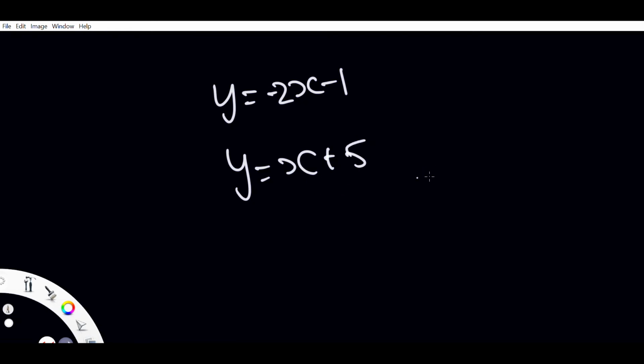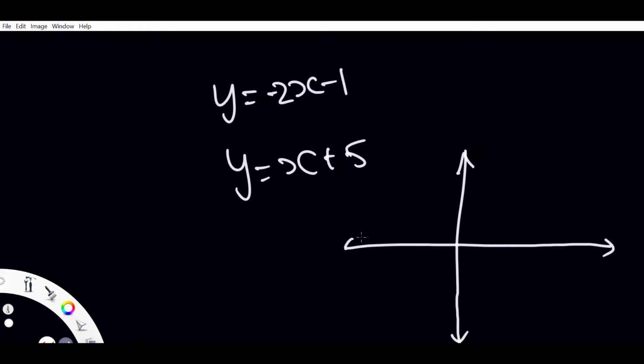So first step would be to graph them out. So we could do the following graph. Then we can get the y-intercept and x-intercept. So for this one, the y-intercept would be, if we substitute x with 0, get -1, so 0, -1.